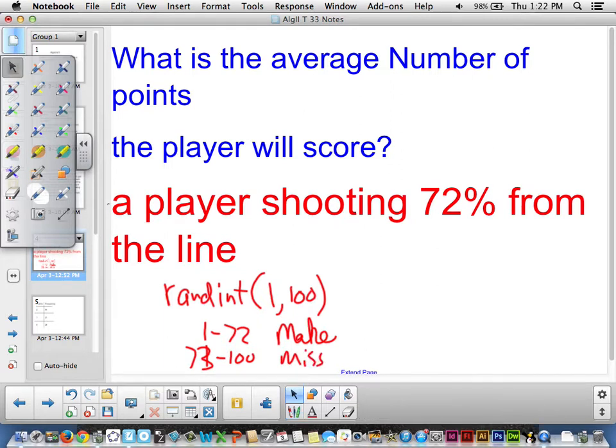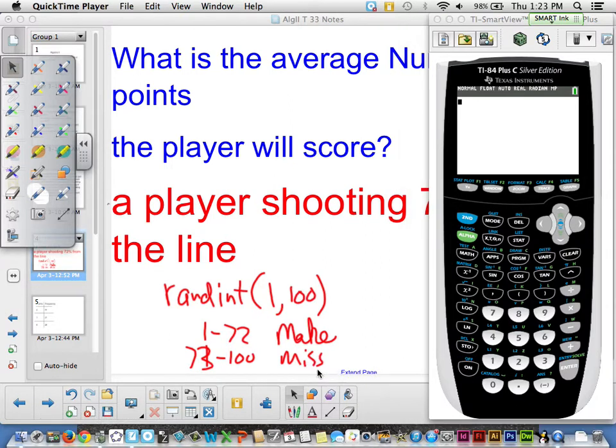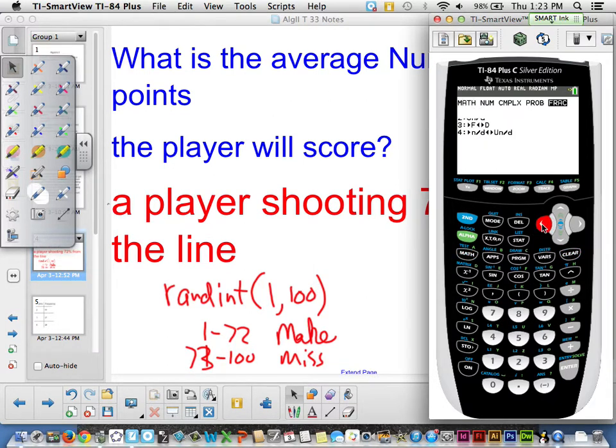And we're going to generate our first number. If it's between 1 and 72, we're going to generate a second number. If it is not between 1 and 72, we're done with that trial. All right, so I'm going to get out my calculator. And I'm going to go to my random number generator. Lowest number is 1. Highest number is 100. You could generate 2 right away if you wanted. I'm going to, and just ignore the second number if it's not in the proper range.